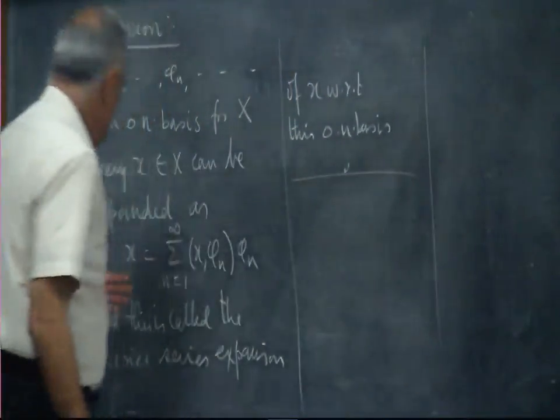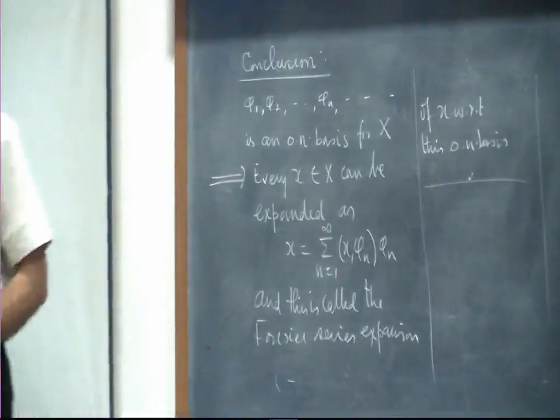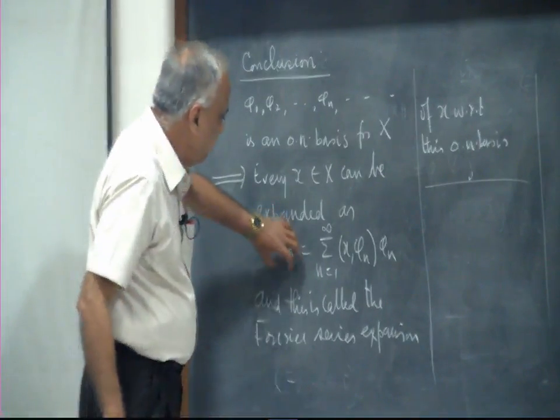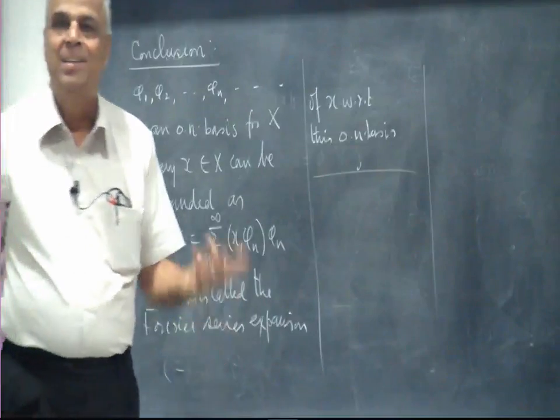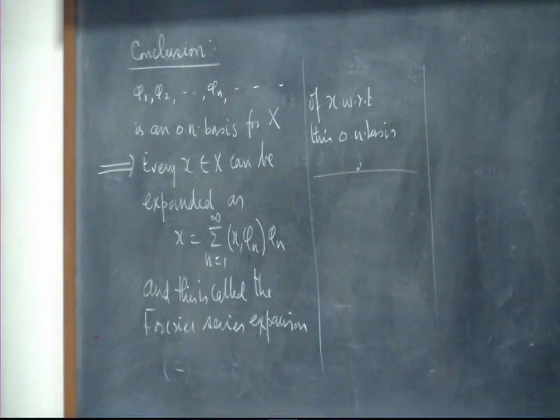Okay. Now, look at the reverse. Suppose I had the fact that everybody could be expanded in a Fourier series. Then what happens? If somebody is orthogonal to all of them, then his Fourier series tells he must be the 0 vector, and therefore it must be a basis. So, if it is a basis, we have a Fourier series for everybody. Conversely, if we have a Fourier series for everybody, then that must be a basis.